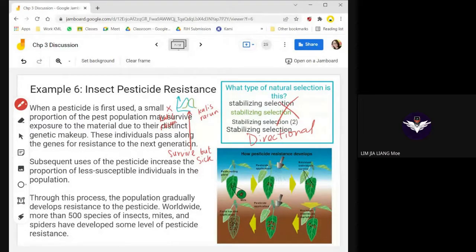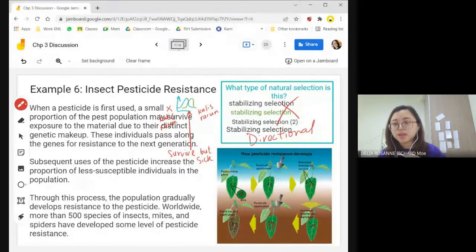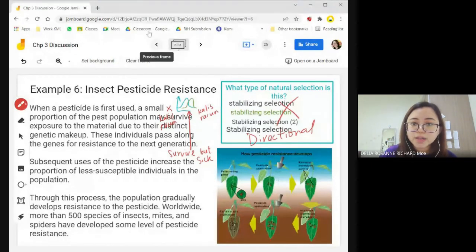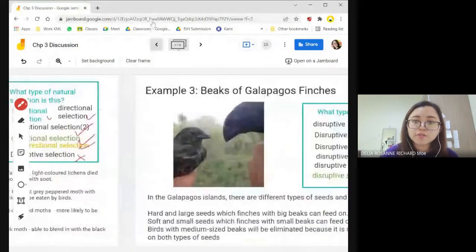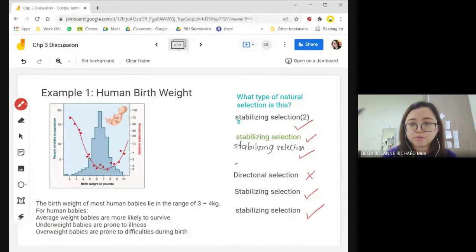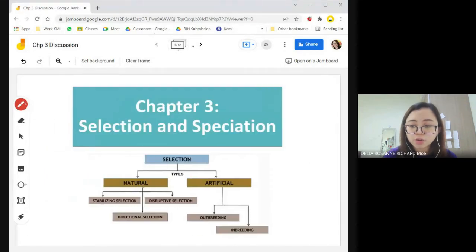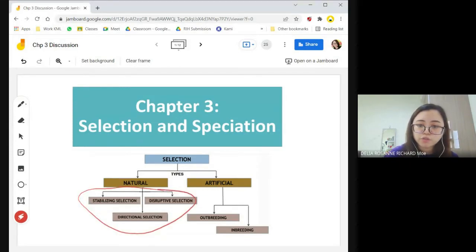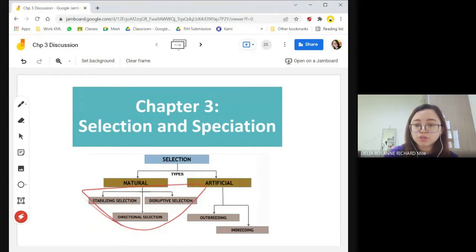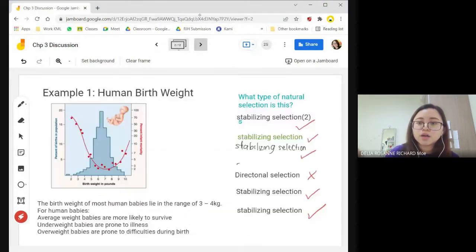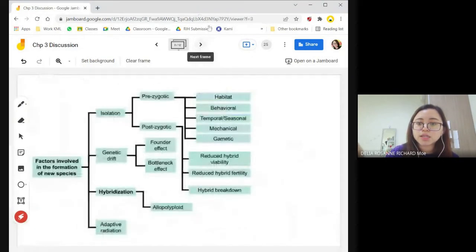Right. Okay, so that was our discussion on these six examples using natural selection. I hope, but my idea is that if this is in class, you would probably have a better discussion, because you can move around and you'll be less sleepy. But I hope this has been beneficial for you. Through this exercise, I wanted you to refresh what you know about natural selection, especially the three types of natural selection.